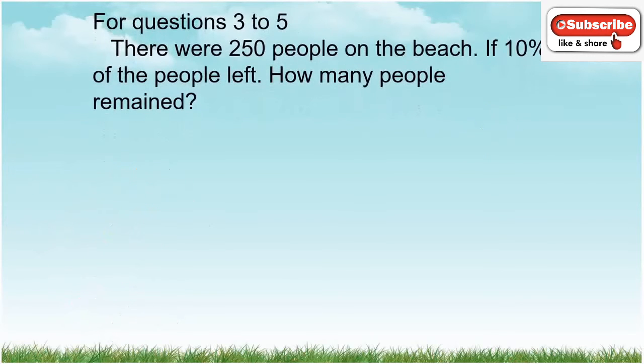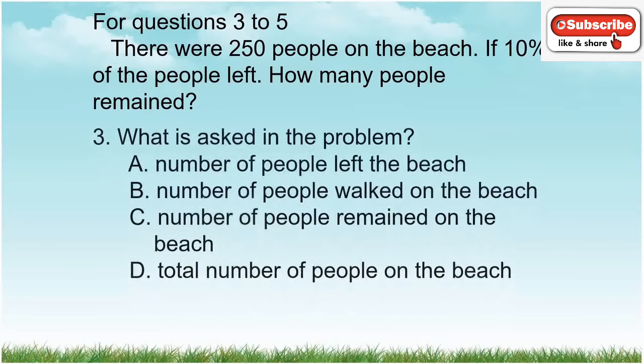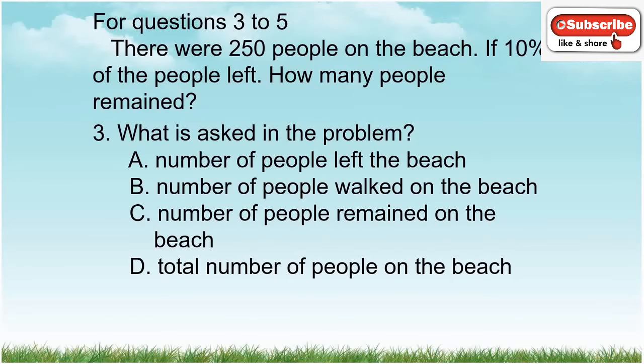For questions 3 to 5, here is the problem. There were 250 people on the beach. If 10% of the people left, how many people remained? Number 3. What is asked in the problem? A. Number of people left the beach. B. Number of people walked on the beach. C. Number of people remained on the beach. D. Total number of people on the beach. Choose your answer. Answer is letter C. Number of people remained on the beach.